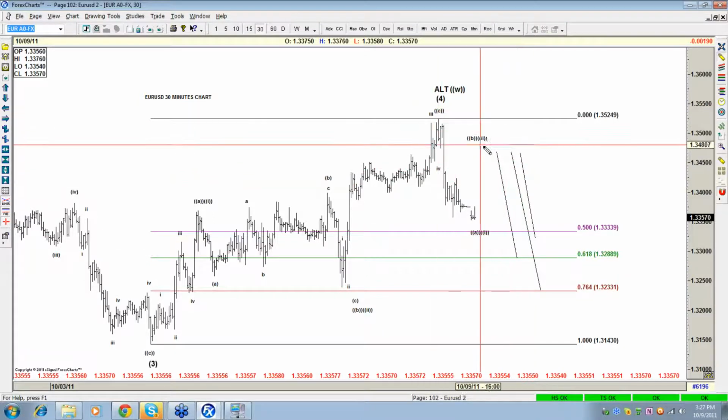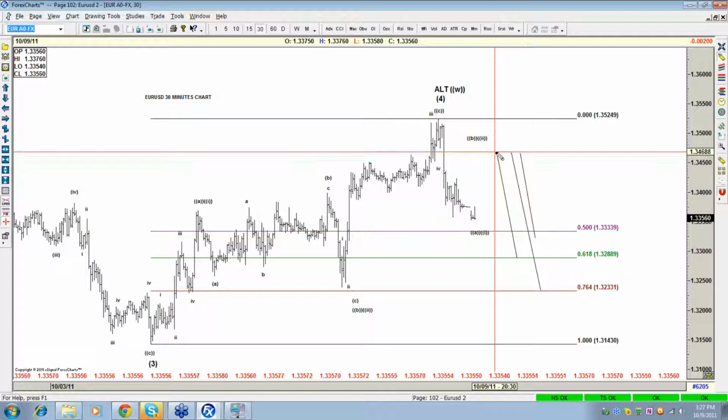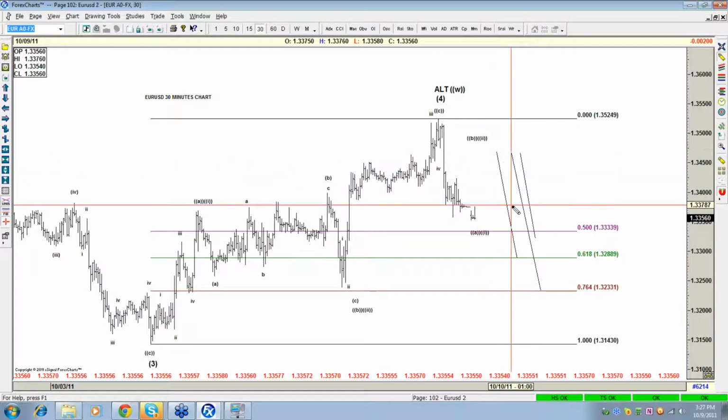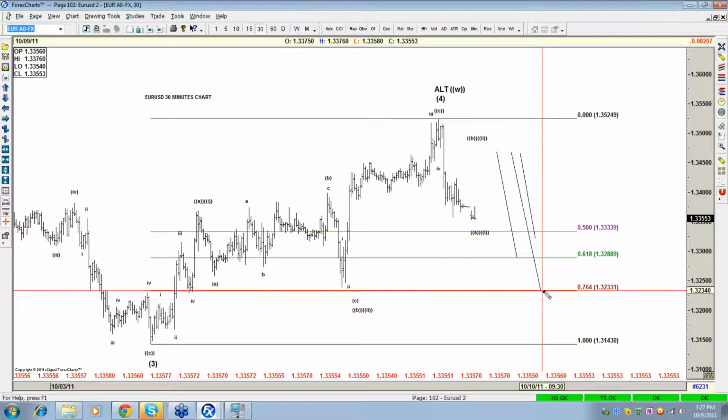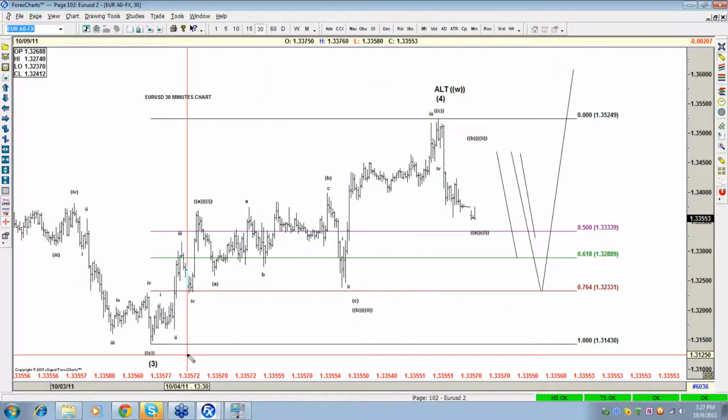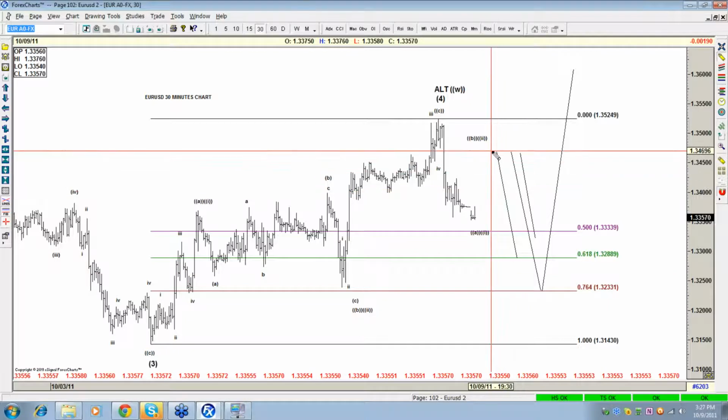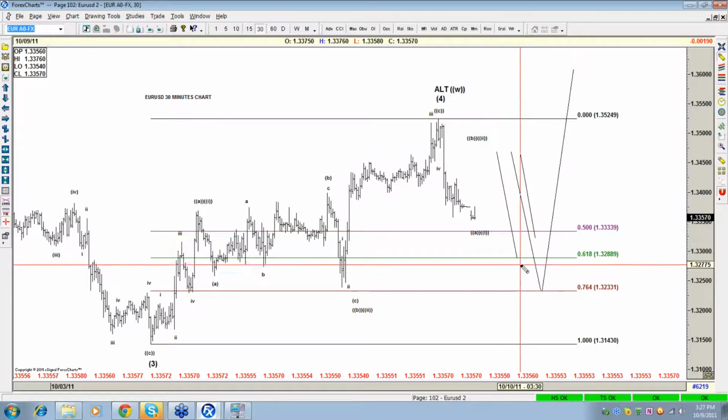If I see a well-defined five legs right here, I will know it's a nest. I'm going to close my trade and I'm going to buy against the low, risking the same amount of pips that I gained right here. That's the plan for every dollar pair, including New Zealand and Aussie. You cannot do it another way.